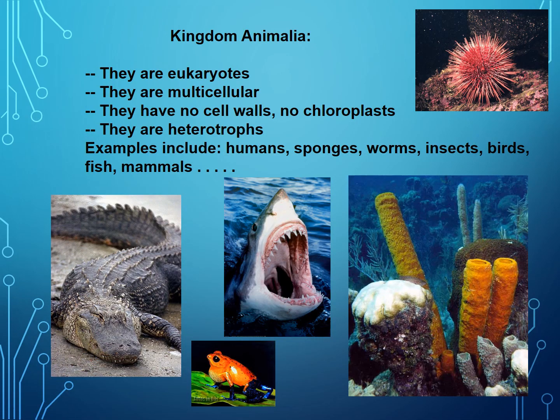For our animal kingdom, again, I'm hoping we're familiar with what animals are. They are eukaryotes. They have a nucleus. They're always multicellular. And animals never have cell walls or chloroplasts, right? That would be cool if we could photosynthesize, but we can't. We are heterotrophs, right? Hungry heterotrophs. We have to go out there and we have to eat in order to get food. Now, something that some people may not know is that sponges are actually part of the animal kingdom. They're one of the most primitive animals. So we'll talk more about that when we get into the details about the animal kingdom.